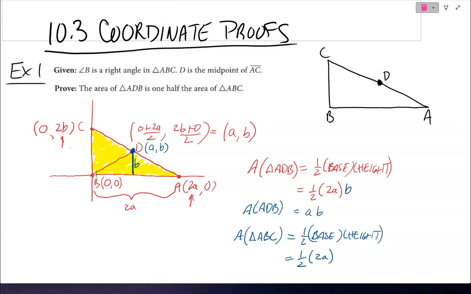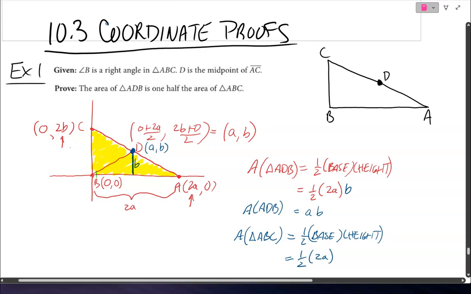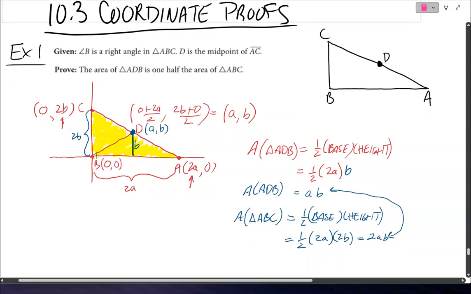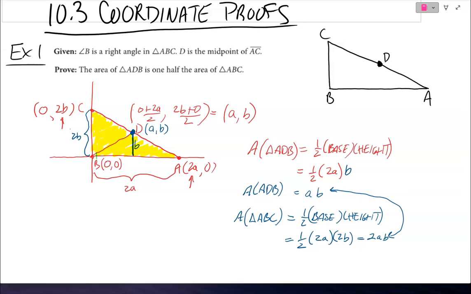And then, Kartik, how about the height of that triangle? Good. So this height is 2b, and so our height is 2b. And so now when you multiply those, we get 1/2 of 4ab, which is 2ab. And so compare these. We've now proven that the area of triangle ADB is half of triangle ABC. So let's write that.